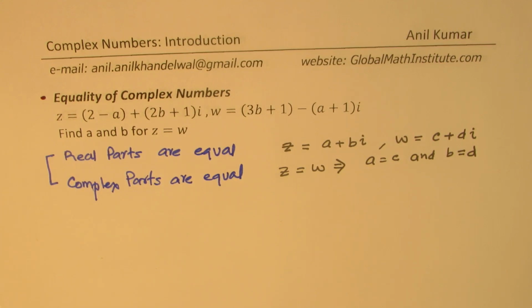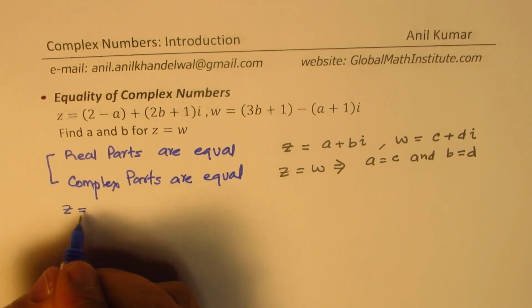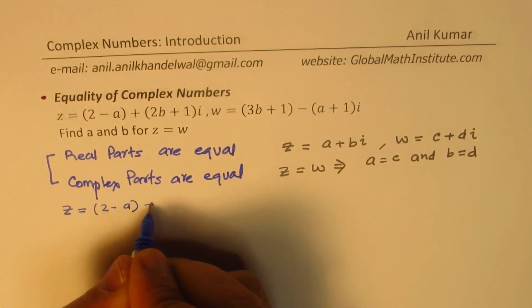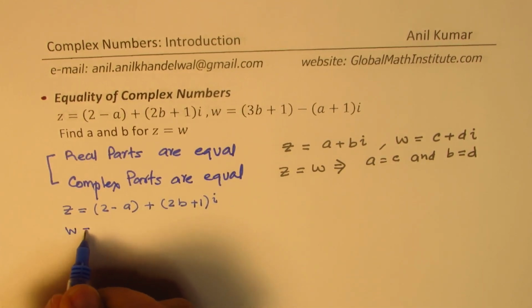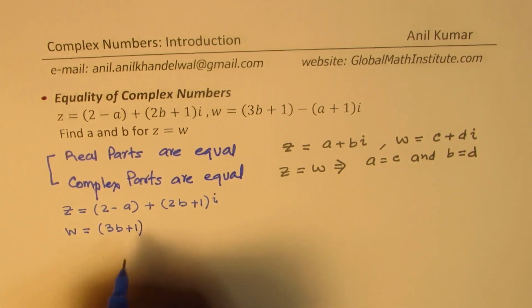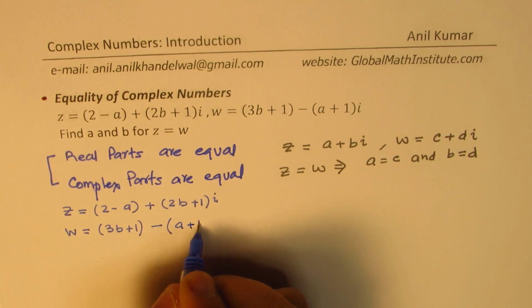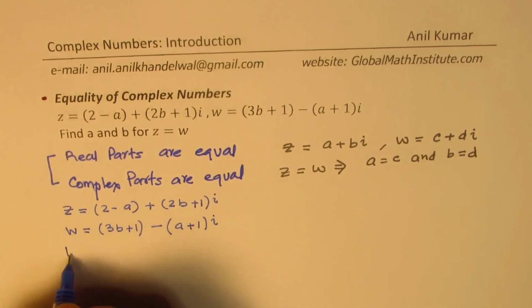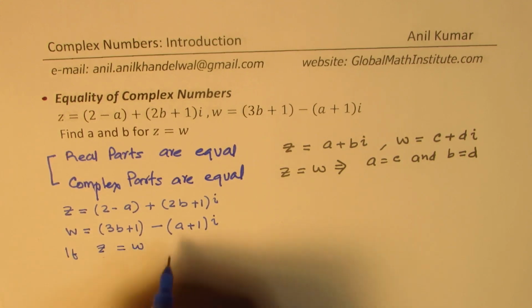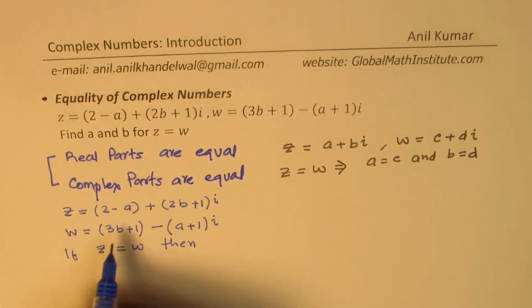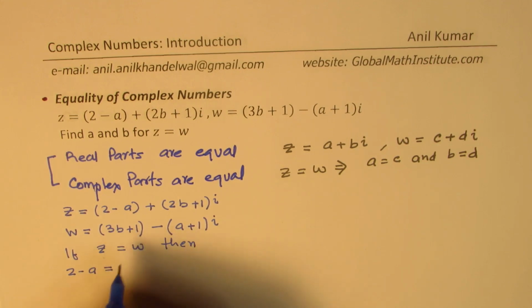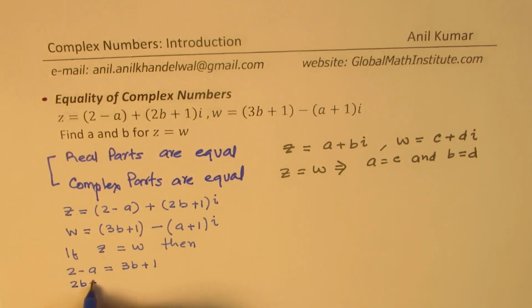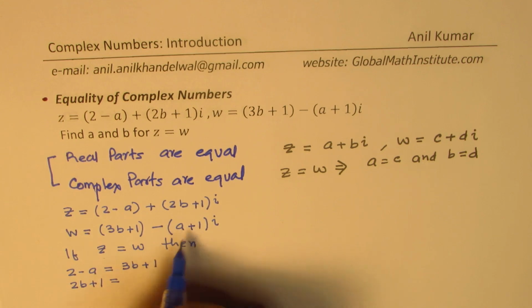And now, what we have here is that Z is equal to 2 minus A plus (2B plus 1)I, and we are given W as equal to (3B plus 1) minus (A plus 1)I. Now if Z equals W, then we have two equations: 2 minus A should be equal to the real part 3B plus 1, and 2B plus 1 should be equal to minus of A plus 1.